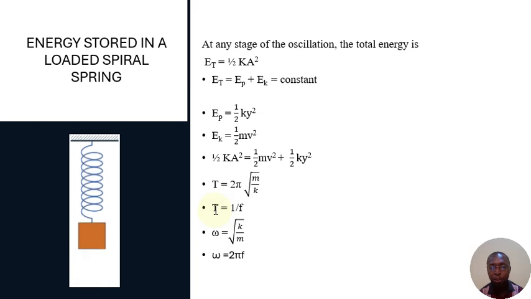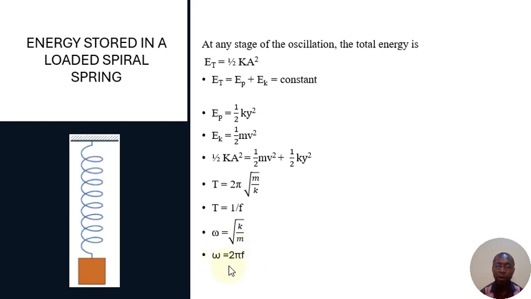Again, period, which is capital T, is equal to what? The inverse of frequency, 1 over f. Again, angular velocity, which we sometimes refer to as angular frequency, is equal to what? Square root of k over m. And lastly, angular velocity equals 2 pi f.